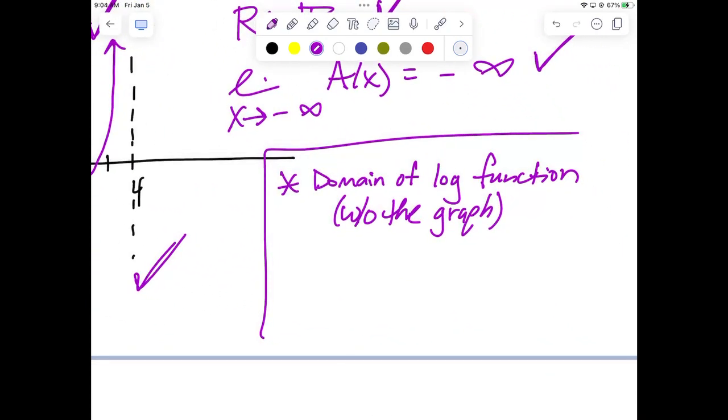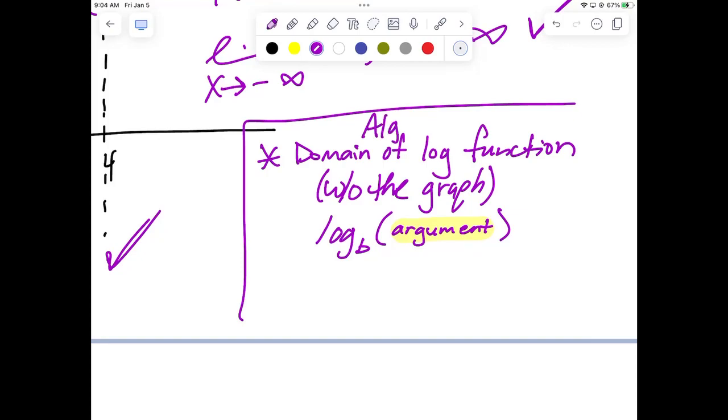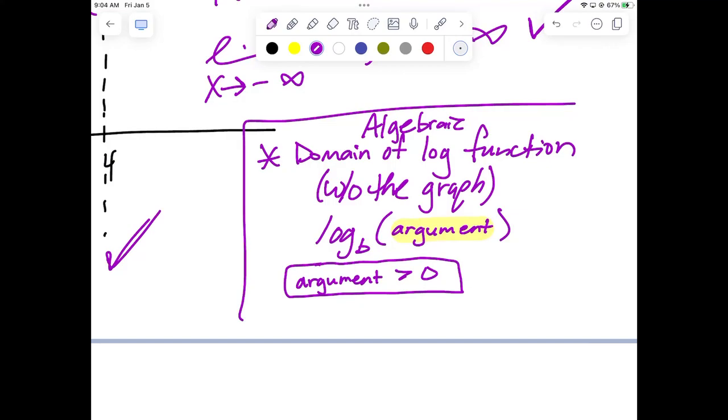Remember when we have log base b of what I call the argument. Whenever we take the log of something, the thing that we take the log of is called the argument. All you have to do, if you want to algebraically find the domain of the function, let me go ahead and say that up here, algebraic domain of the log function, all you got to do is take the argument and say it has to be greater than 0. Not greater than or equal to 0 like we do for radicands, but strictly greater than 0. We can only take the log of a positive number. That's it. We can only take the log of a positive number. We can only take the log of what type of number?